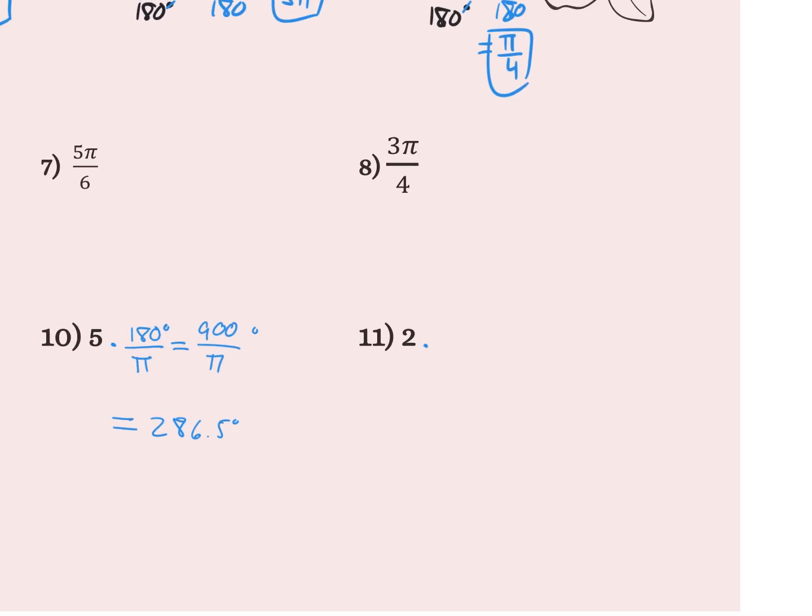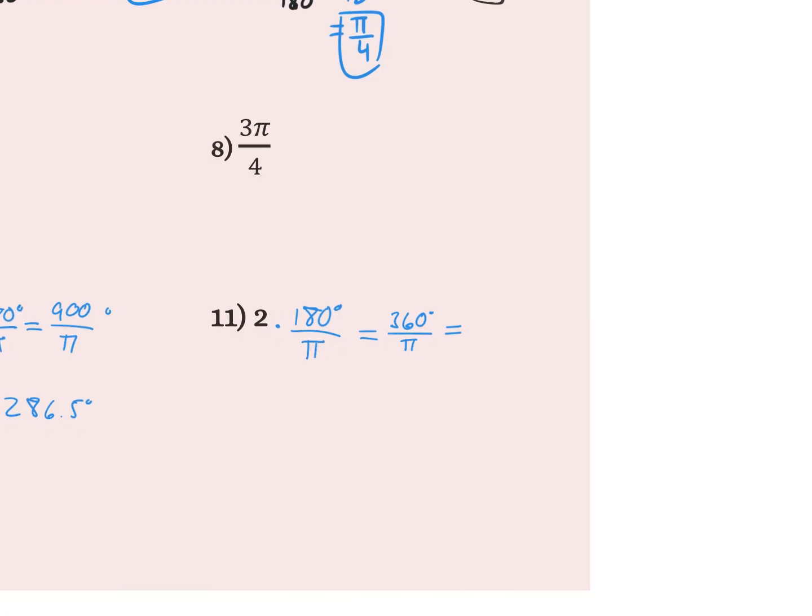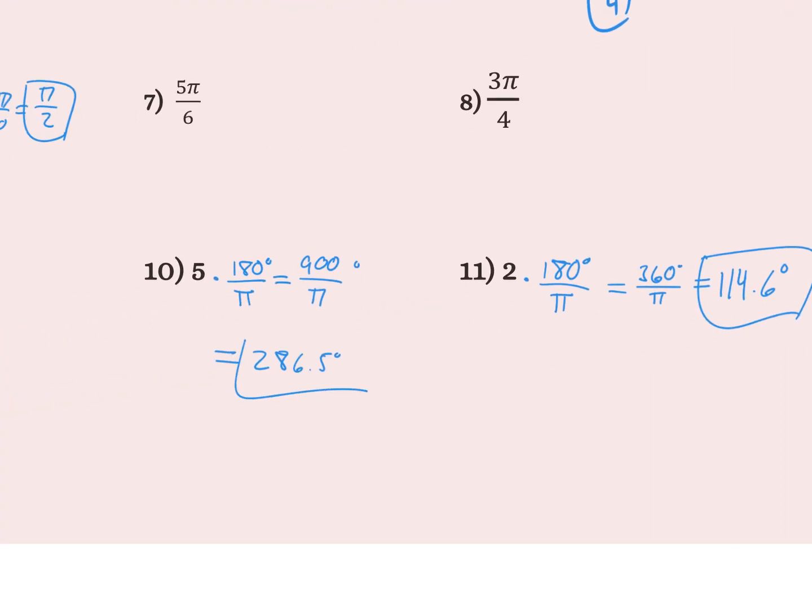All right, and then same thing with 11. So I have times 180 degrees over pi, just because, again, I don't see a degree symbol, so I assume it's in radians, and I want degrees on top if I'm going from radians to degrees. And so if you do this, you just multiply 2 times 180, which is going to get you 360 degrees over pi. And that's going to get you about 114.6 degrees. Right, and there's your answer in degrees. All right, I'll circle this one too.